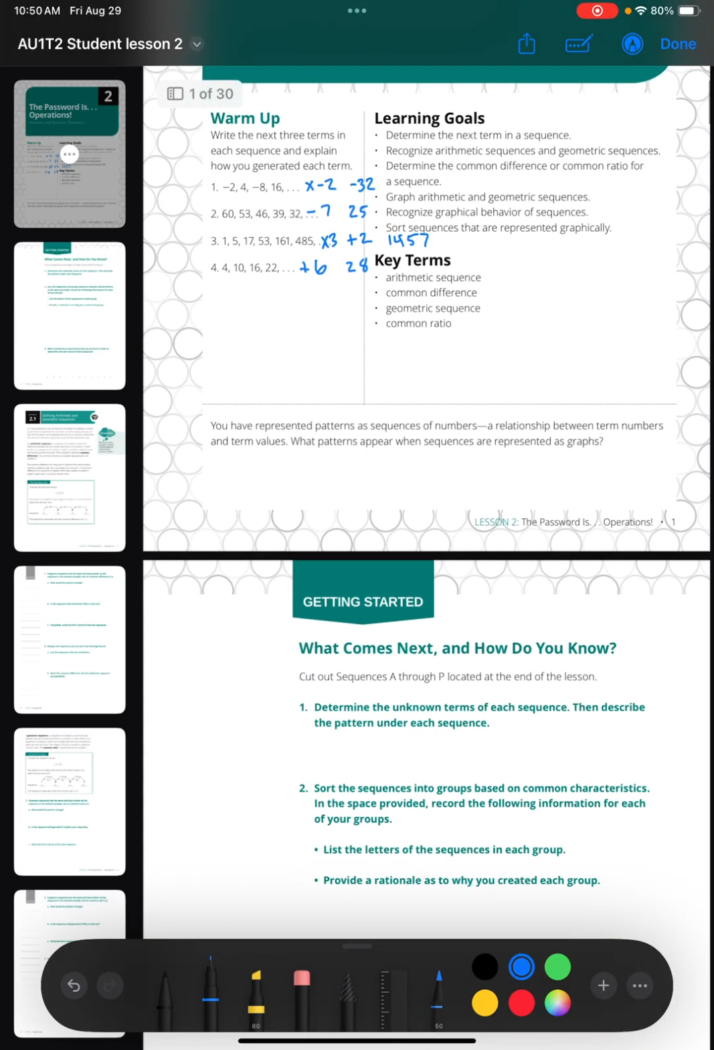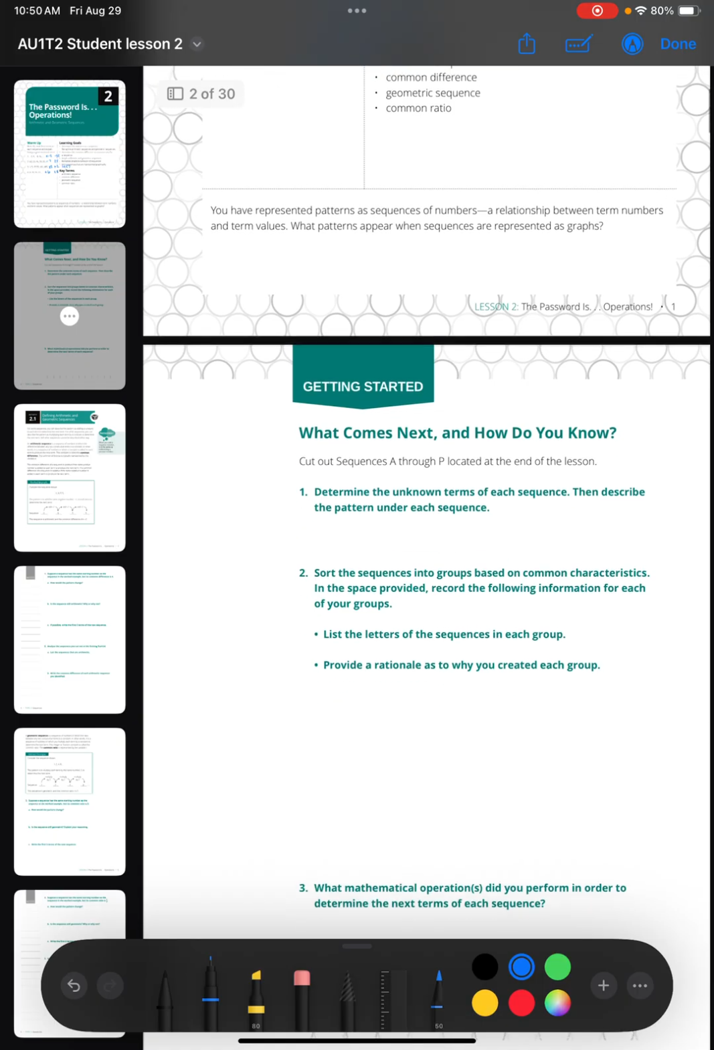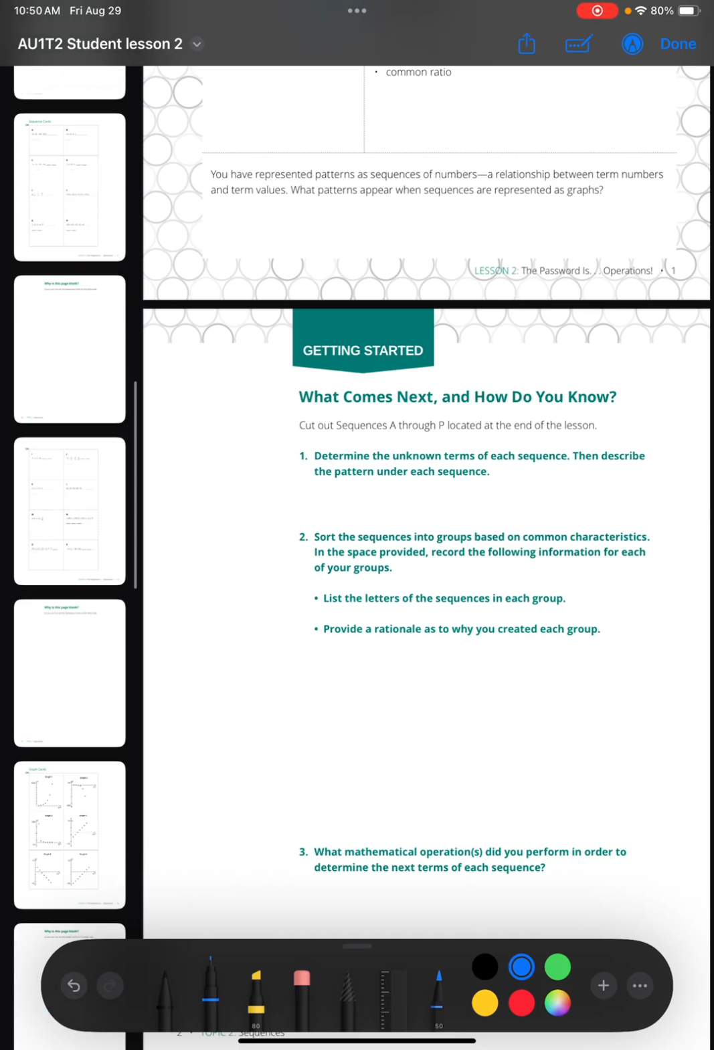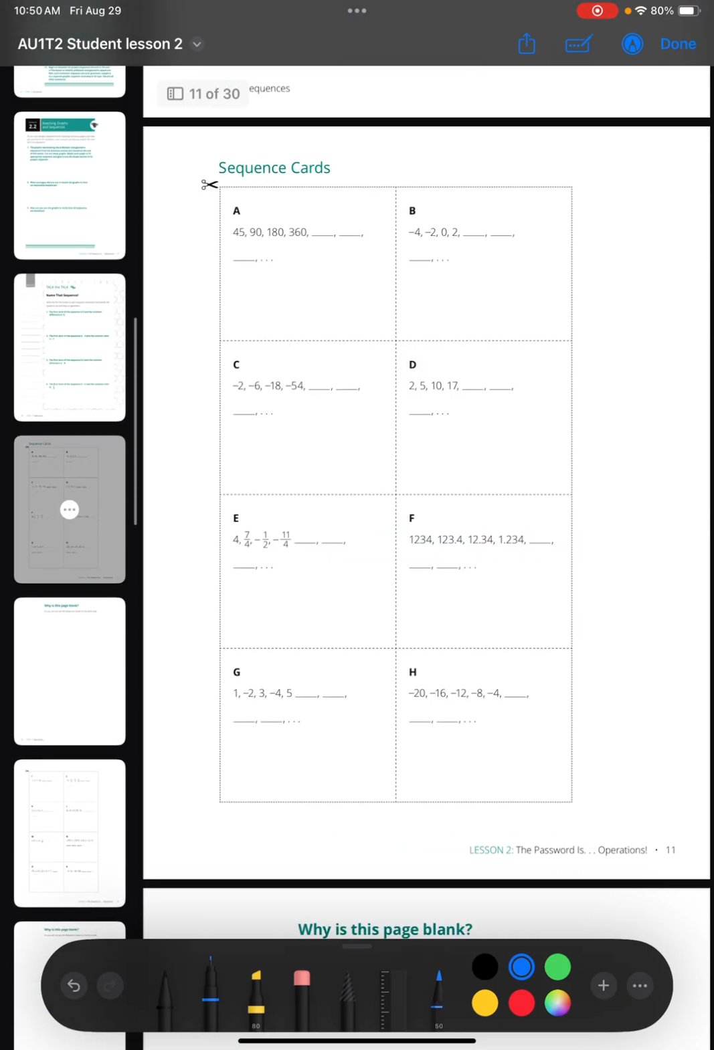All right, so moving down to our next page. Now I'm going to be just flipping down to them because it says cut out sequences A through P located at the end of this session. So if you scroll down to those, and I'm flipping to them as well. We'll scroll all the way down. There we go. So we're looking at these sequences when we're talking about these questions we're going to ask.